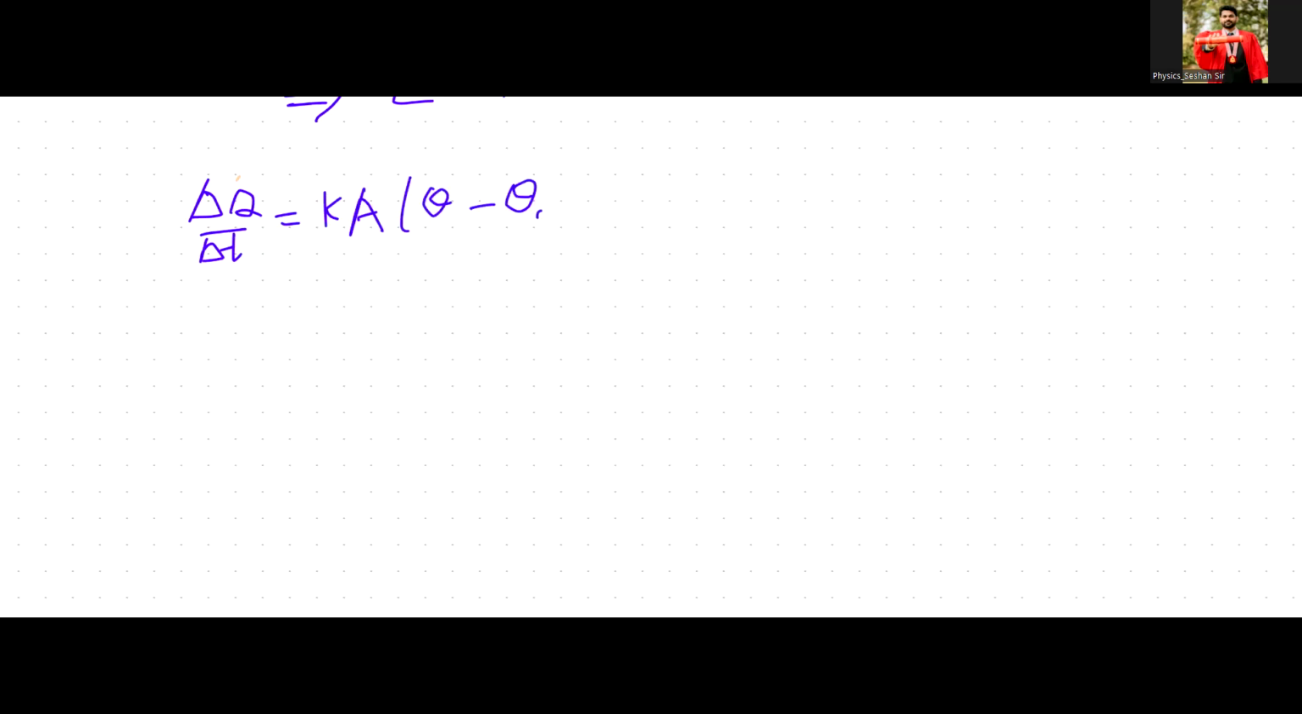Okay, what are these things? Delta Q over delta T is the rate of heat loss. K is just a constant that depends on the surface and nature. So what is A? A is the surface area, theta is the temperature of the body, and theta naught is the temperature of the surrounding.